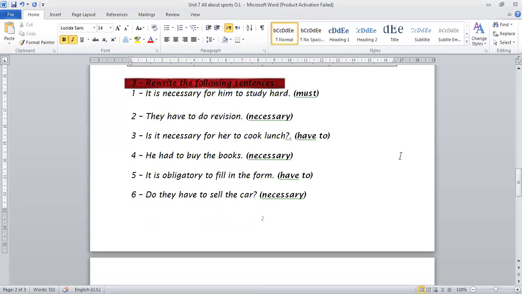They have to do revision. Can we use necessary here? Yes, Arwa? They have to do. It's necessary for them to do revision.